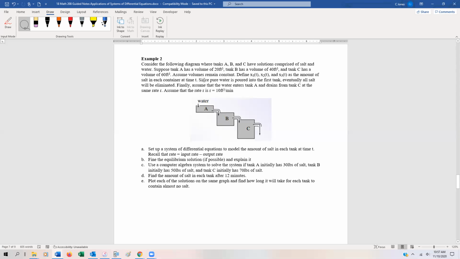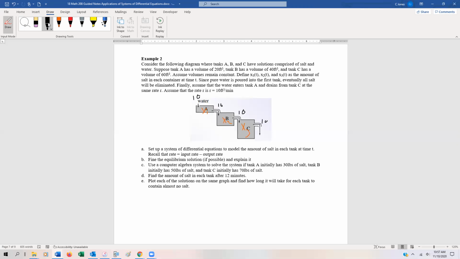Since pure water is poured from the first tank, we know that eventually all the salt will be eliminated. So finally assume that the water enters tank A and drains from tank C at the same rate, which is going to be 10 cubic feet per minute. All right, so lots of stuff going on there. So let's just say that that's the amount of salt x1 in tank A, x2 in tank B, and x3 in tank C. And we know that the rate of flow is going to be 10 cubic feet per minute. So going in is 10, and here is 10, and here is 10, and here is 10.